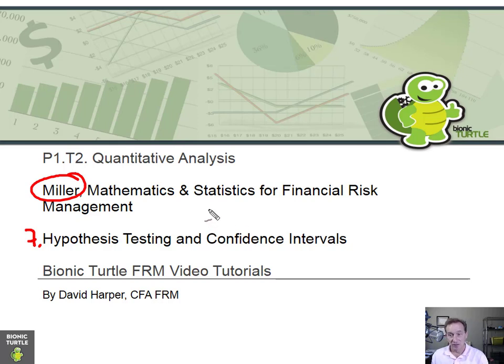So we want to be familiar with Chapter 2, that was basic probabilities. Chapter 3 was basic statistics. Chapter 4 was common distributions in the FRM and risk. Chapter 6 was Bayesian analysis. And here we are, Chapter 7, hypothesis testing, which presumes, has as a prerequisite, we could say, Chapters 2 and 3 at least in Miller. So I would go back and be familiar with those before tackling Chapter 7.